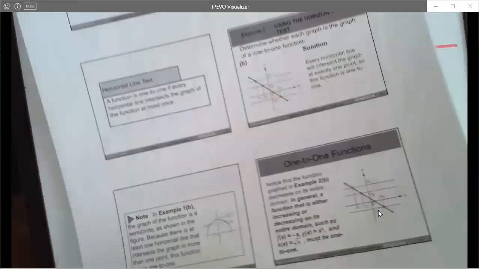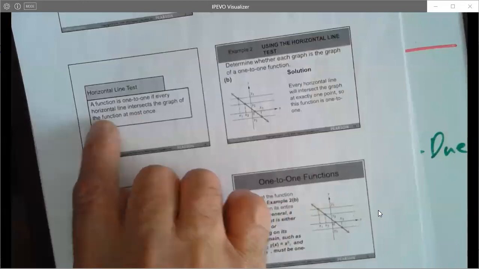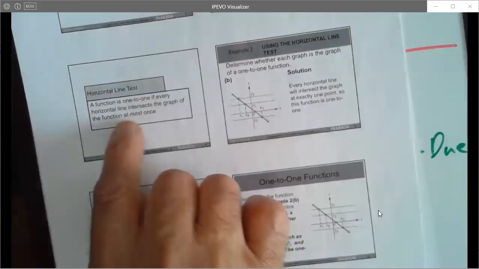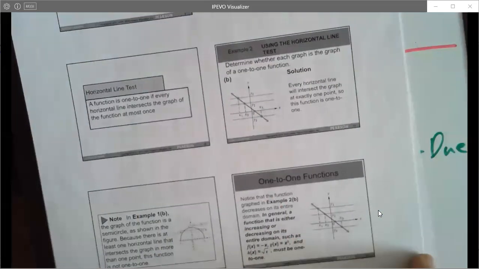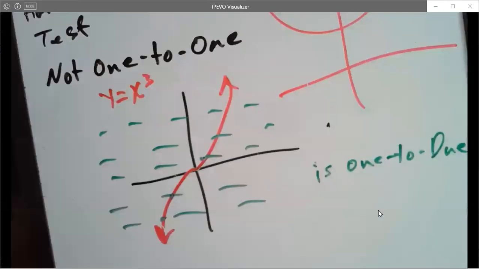And that's what it says here in the PowerPoint notes. A function is one-to-one if every horizontal line intersects the graph of a function at most one point. Okay. So, any questions with that? All right.